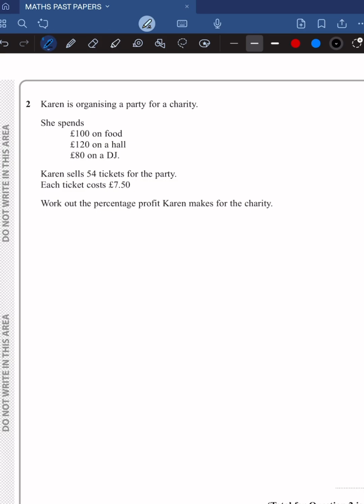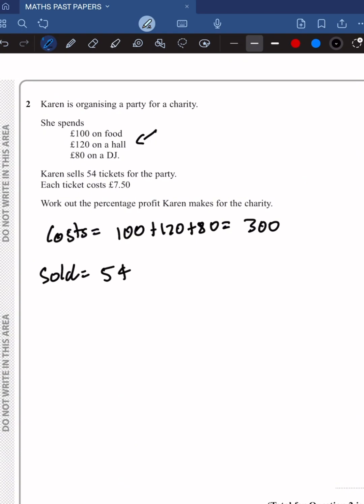Now, first of all, let's see the costs. So costs equal to 100 plus 120 plus 80, which is of course 300. Now let's see, of course, how much she sold. So sold equals 54 times £7.50. We have calculators, 54 times 7.5, 405.